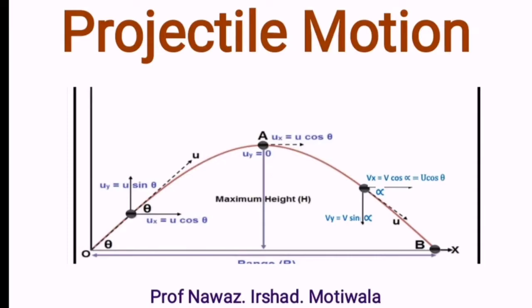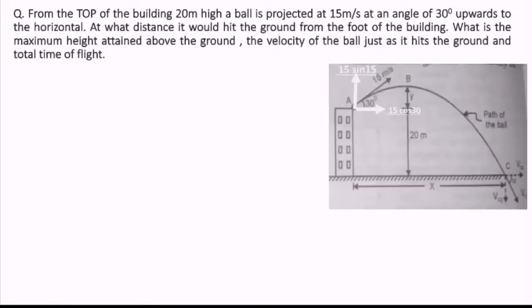The question is, from the top of a building 20 meter high, a ball is projected at 15 meter per second at an angle of 30 degrees upwards to the horizontal. We need to determine at what distance it would hit the ground from the foot of the building and what is the total maximum height attained above the ground. We also need to determine the velocity of the ball just as it hits the ground and the total time of flight. The question is as given.